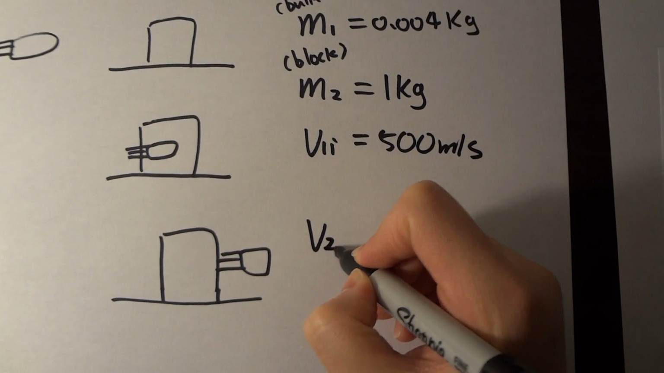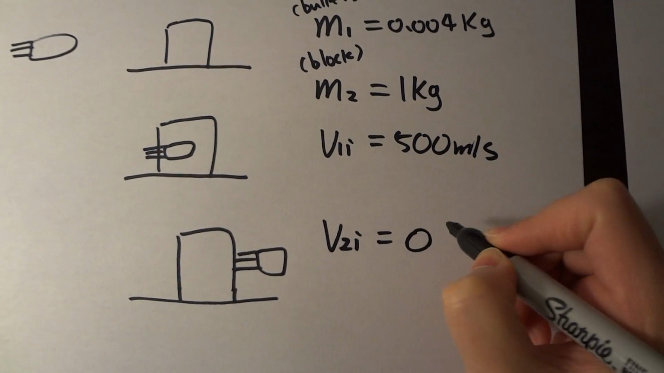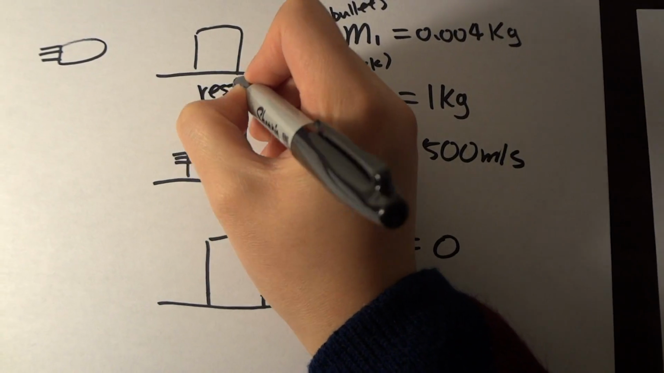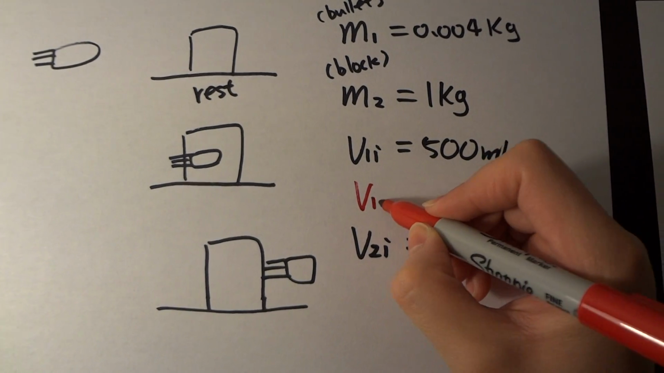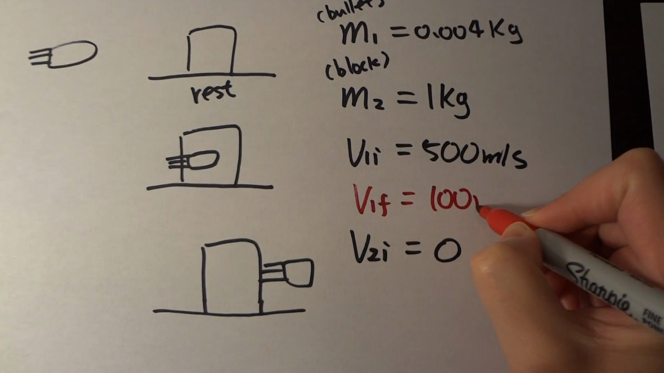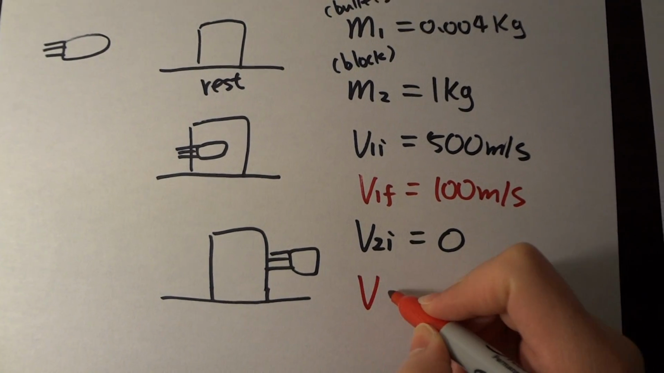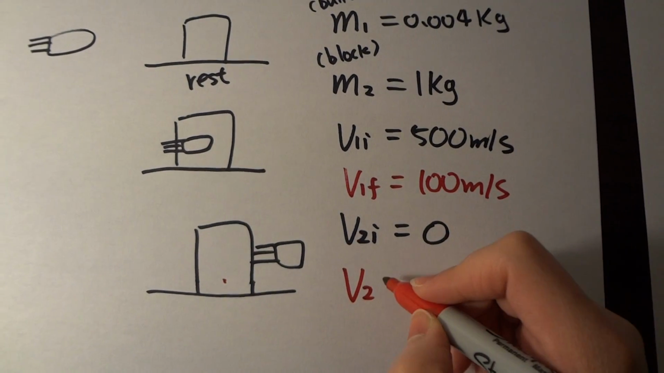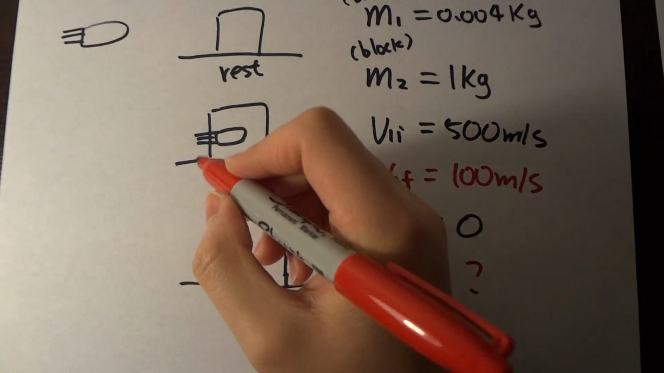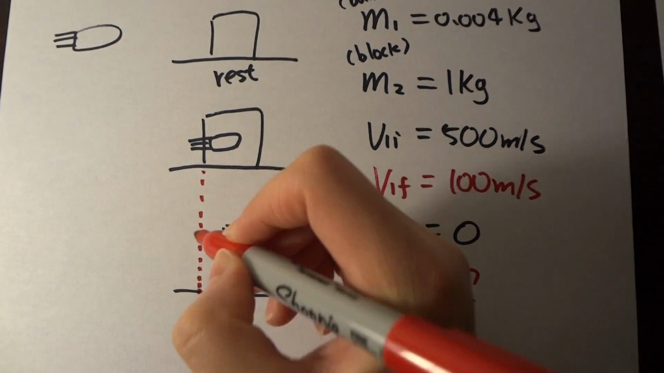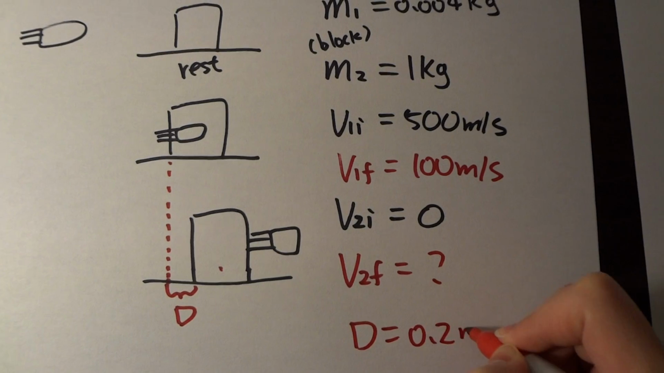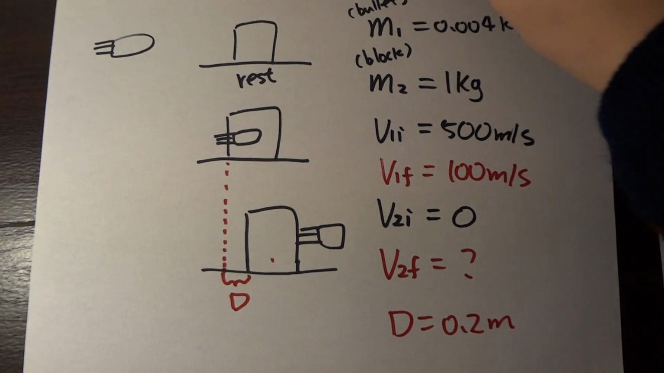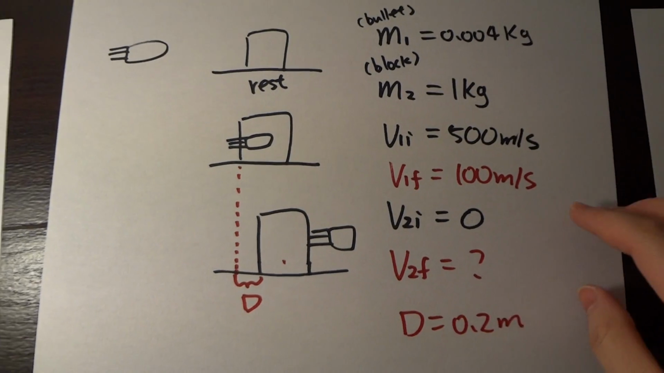And the initial velocity of the block is 0, because the block was at rest. And we know the final velocity of the bullet is 100 meters per second. But we don't know the final velocity of the block at this point. We do know the block slides. Let's call this D, and D is 0.2 meters. Let's do some calculations.